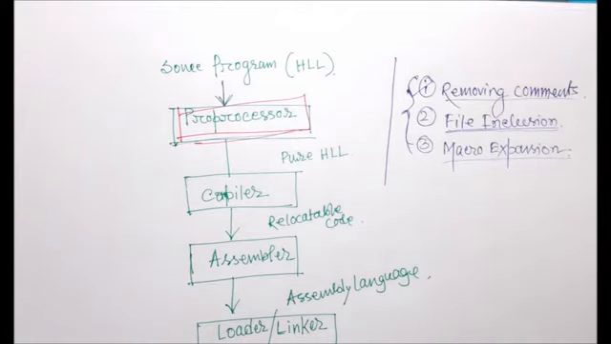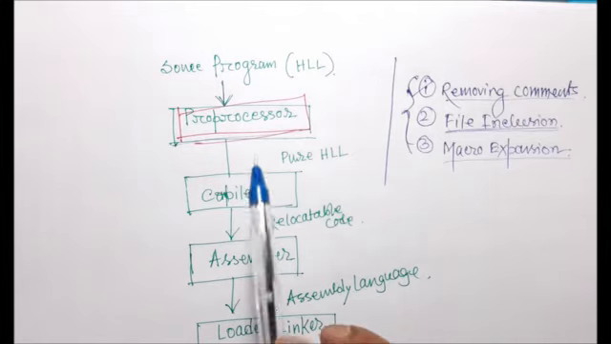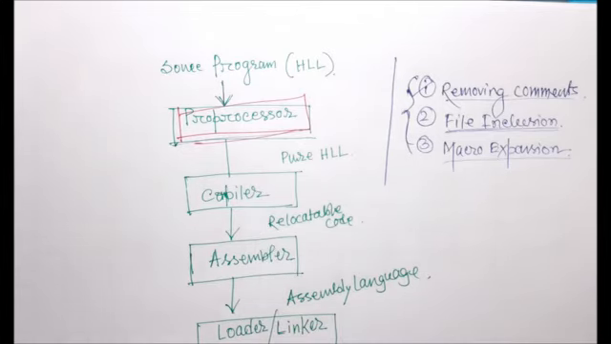Removing comments: we have already used comments in several programs. We are familiar with comment lines. A comment is written only for human beings, to understand the code and the meaning of a particular line. So obviously they are not meant for the machine. The first task of the preprocessor is to remove all of them, as they are not required for execution and would not be executed at all.